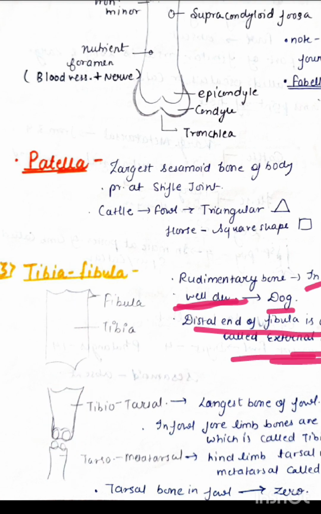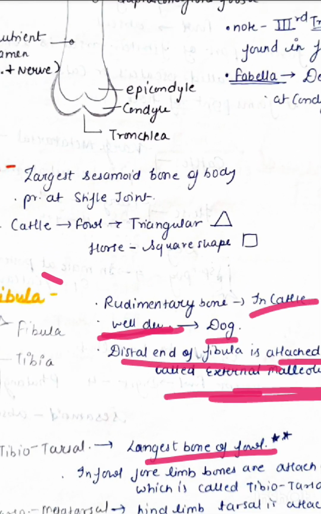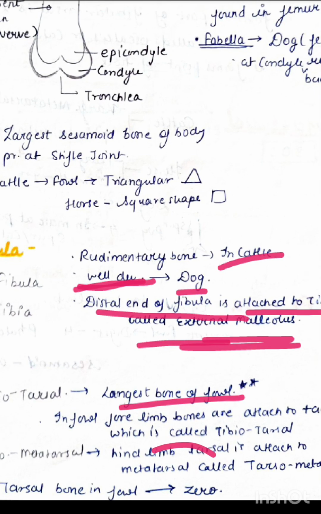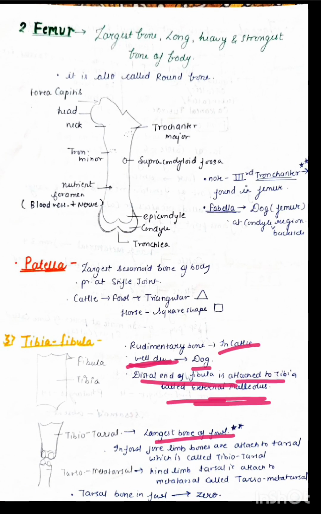About the tibiotarsal bone: in the fowl, the longest bone is the tibiotarsal. It is formed between the tibia and tarsal, and the tarso-metatarsal is formed between the tarsal and metatarsal in the hind limb. The tarsal bone in the fowl is absent, and the longest bone in the fowl is the tibiotarsal.